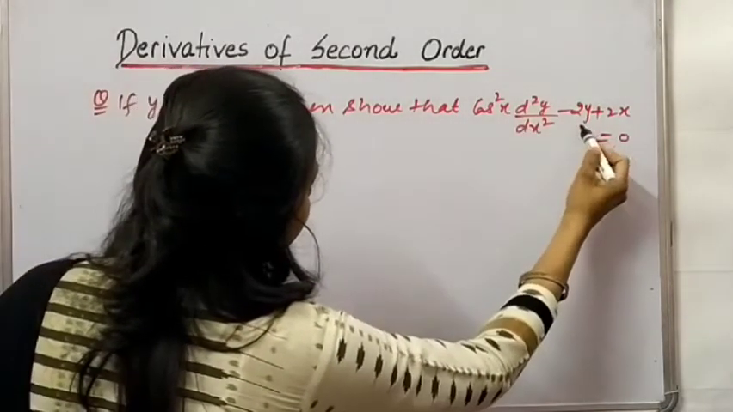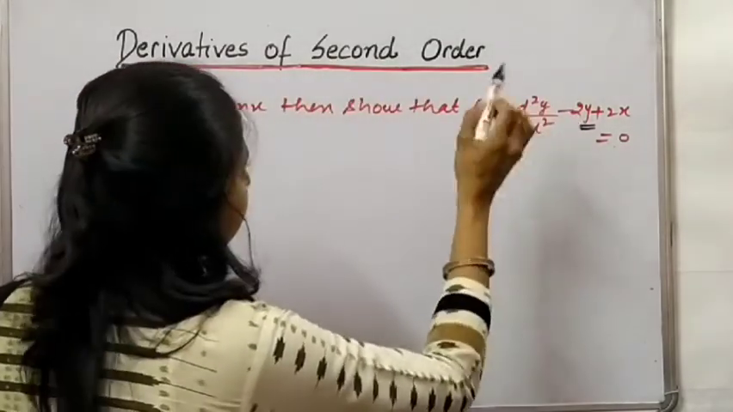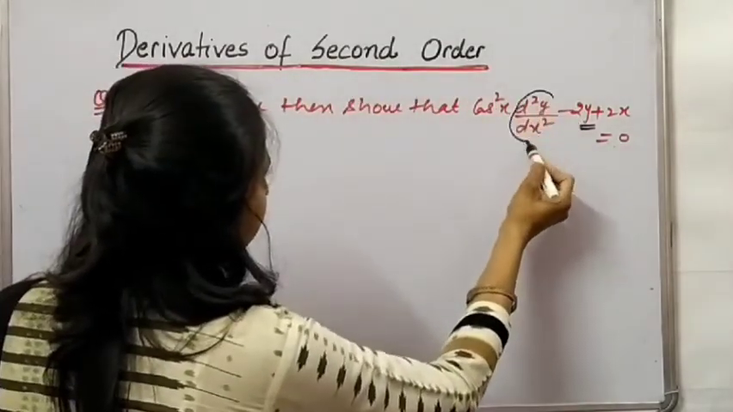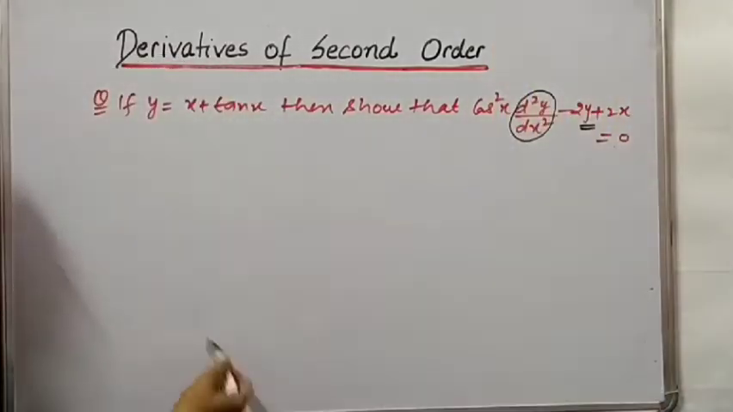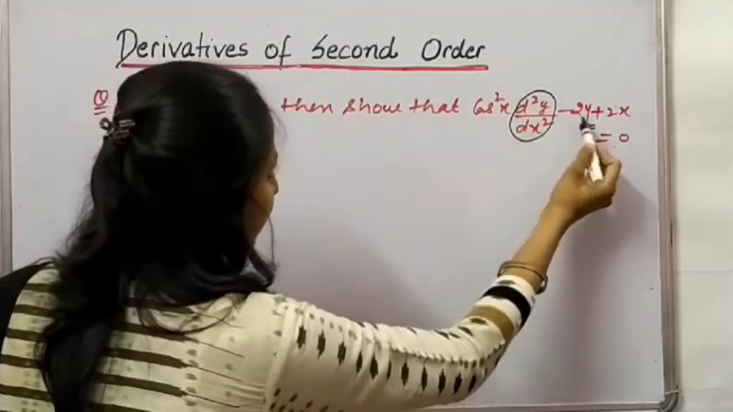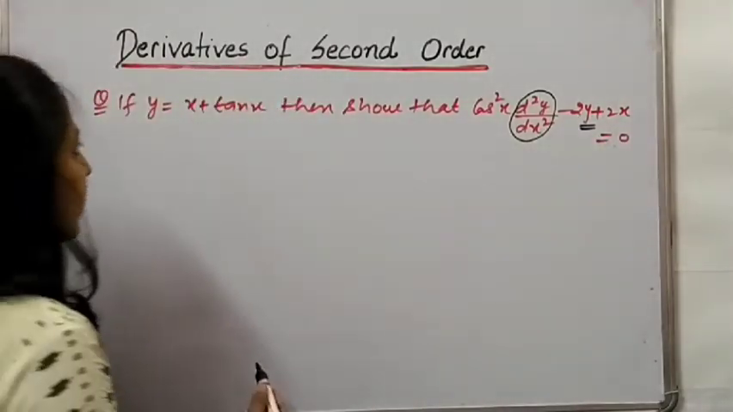We need the value of y, and the value of y is already given, so at the place of y we will put y is equal to x plus tan x. It means we have to find firstly d2y upon dx square, and after finding it we will substitute all respective values, and after solving we will prove this whole expression is equal to 0. Okay, so let us start.